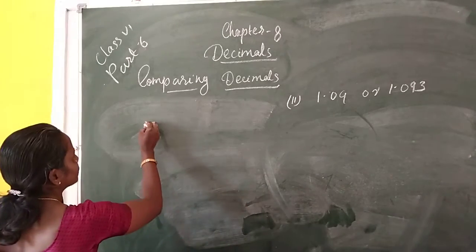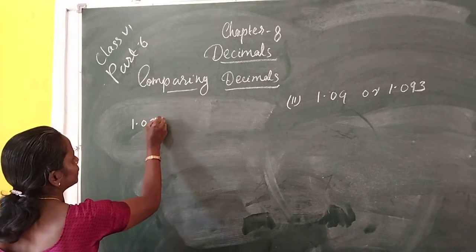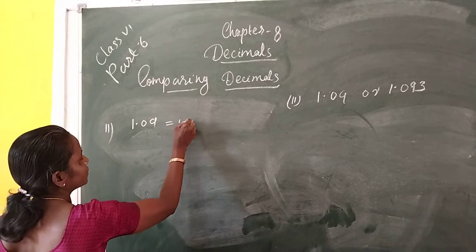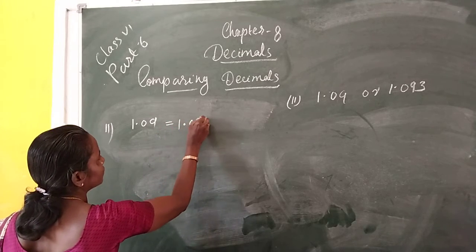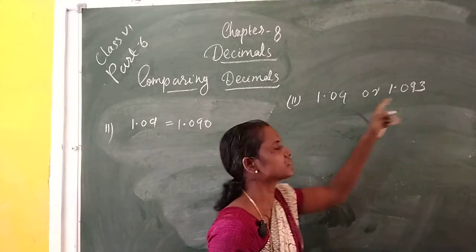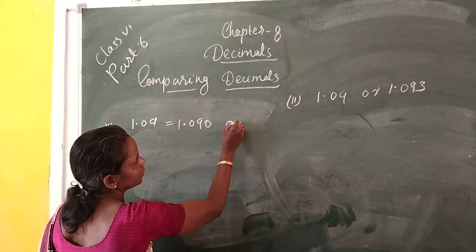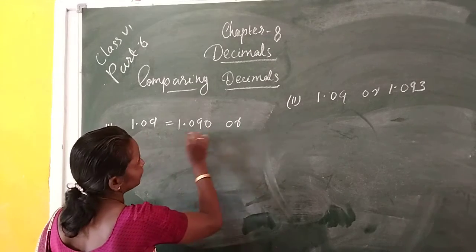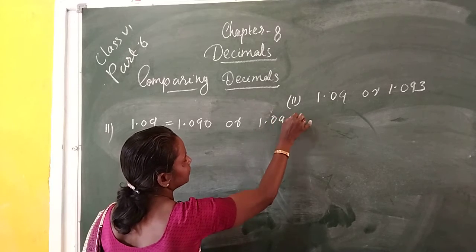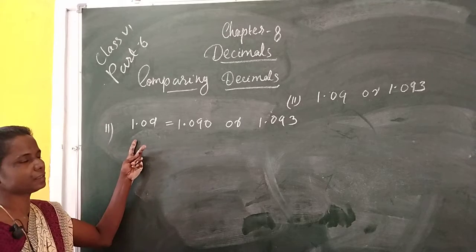So we can convert into like decimal. 1.09 is equal to, we can write 1 decimal 090 here, because here decimal after 3 digits, here 2 digits. So we put 0, or 1 decimal 093.